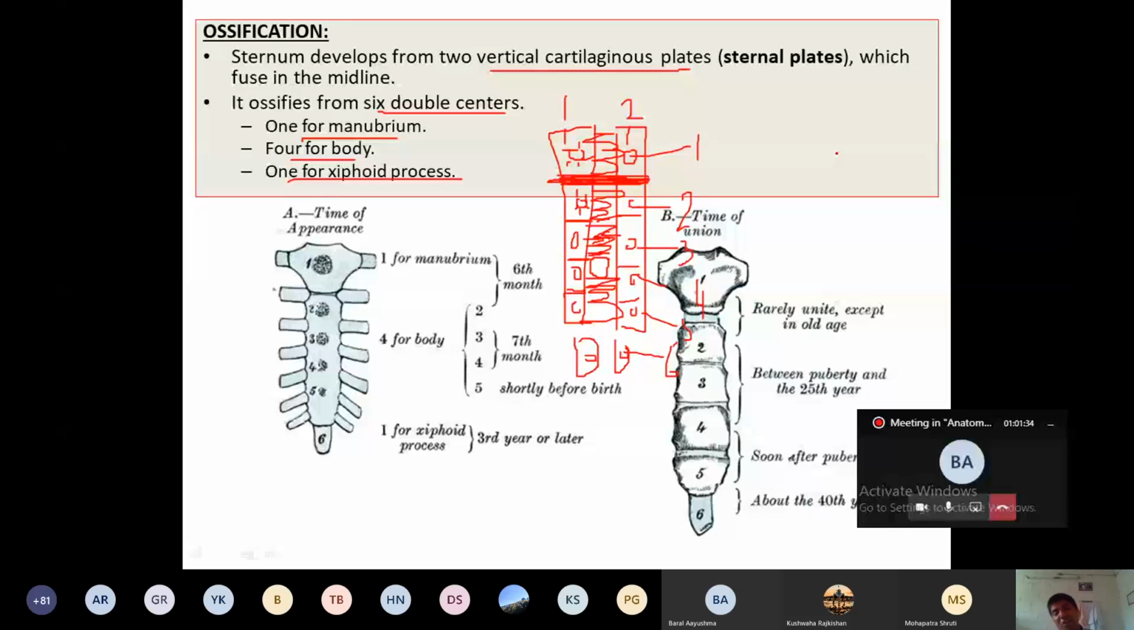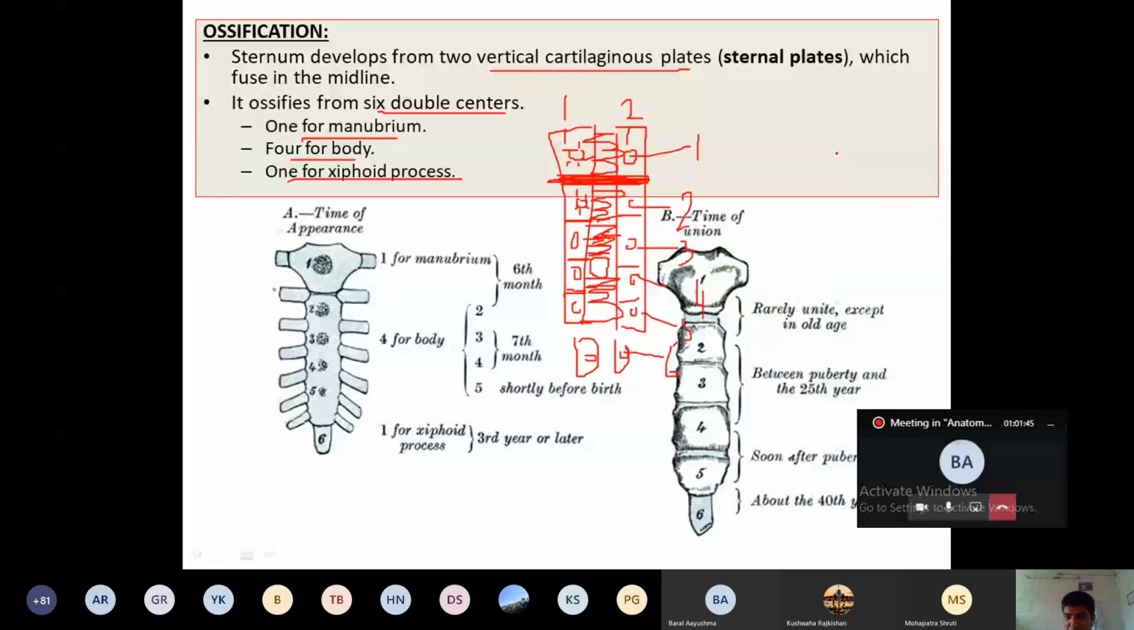Very good. And how many ribs directly articulate to the sternum, to different parts of the sternum? Seven ribs. Okay, the first, second, third, fourth, fifth, sixth, and seventh ribs directly articulate to the sternum. Very good. This is a good answer you have given.